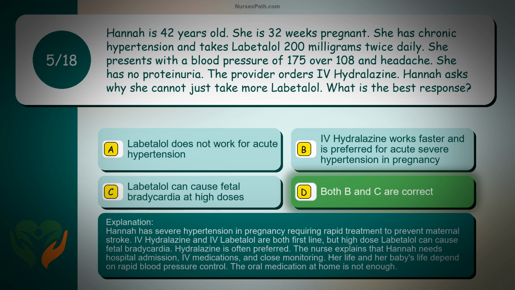Hannah has severe hypertension in pregnancy requiring rapid treatment to prevent maternal stroke. IV hydralazine and IV labetalol are both first-line, but high-dose labetalol can cause fetal bradycardia. Hydralazine is often preferred. The nurse explains that Hannah needs hospital admission for medications and close monitoring. Her life and her baby's life depend on rapid blood pressure control. The oral medication at home is not enough.